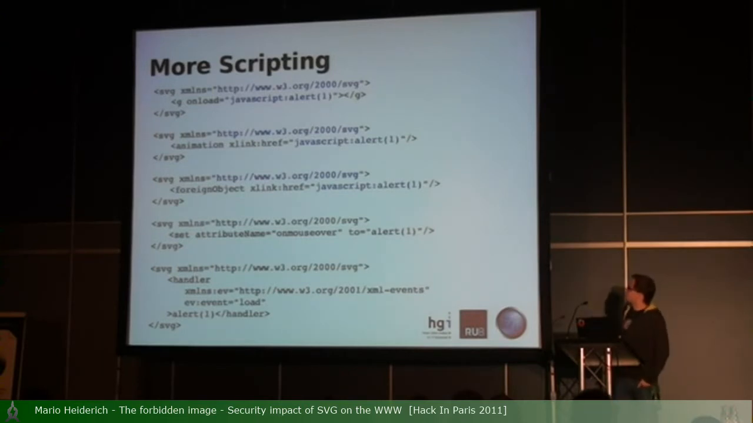In this example, the set tag is influencing the SVG tag because it's surrounding it, and it's influencing the attribute onMouseOver. So there is no attribute onMouseOver, so the set tag is just giving the SVG tag, which is surrounding it, the attribute onMouseOver, and is setting it to alert 1. So if you hover the SVG, it's going to yield alert 1. You can even do this time-based and time-controlled, and you can use the animate tag for that.